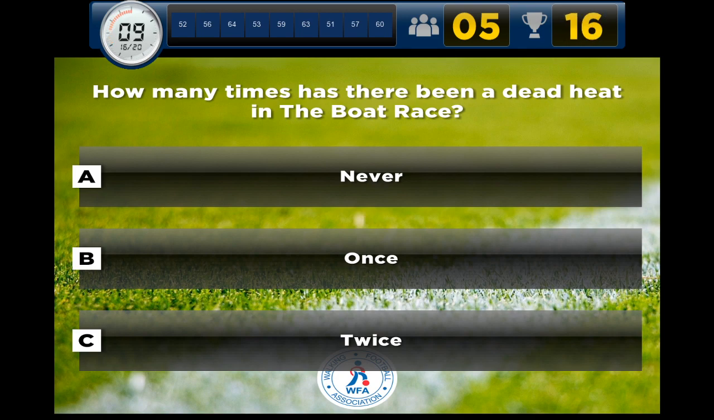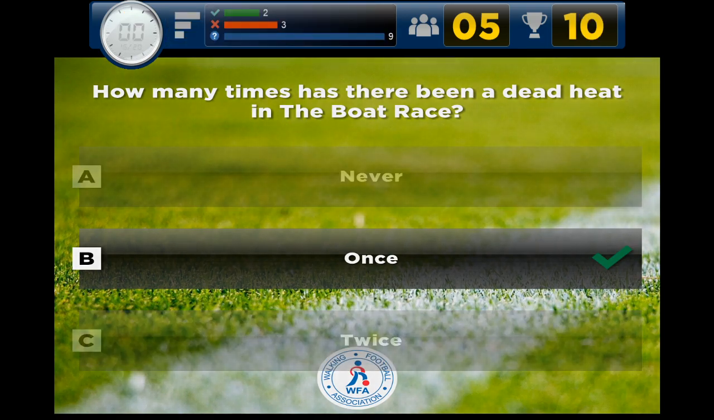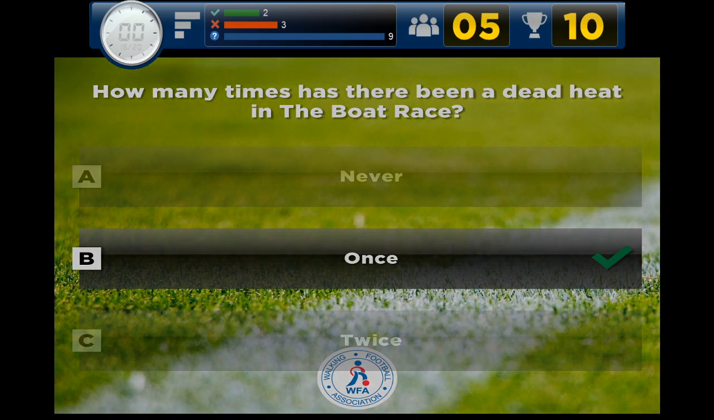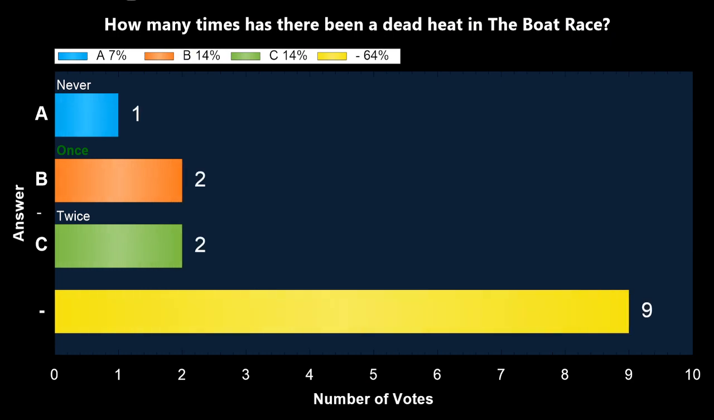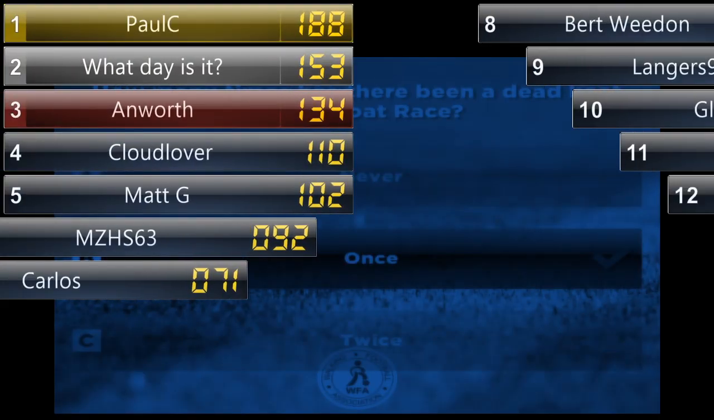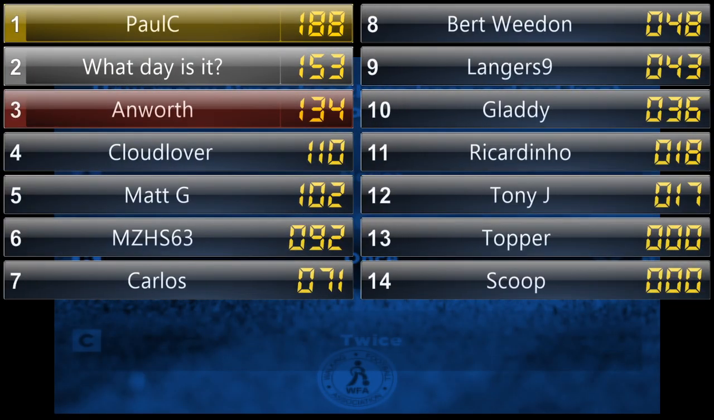10 seconds remain. And the answer is once. That was back in 1877. So how many got that right? 2 got that right. So is Paul C still at the top? He is, just ahead of what day is it? Former leader Anworth, keen competitor there in 3rd place. On to the next one.